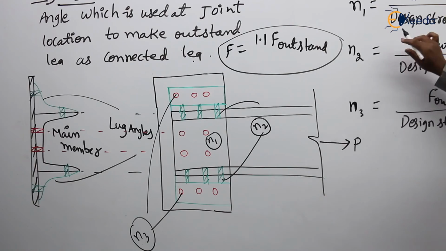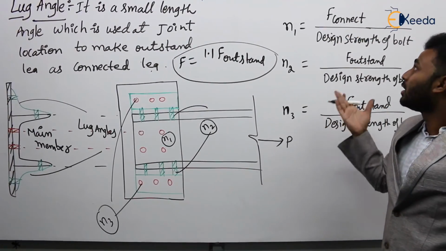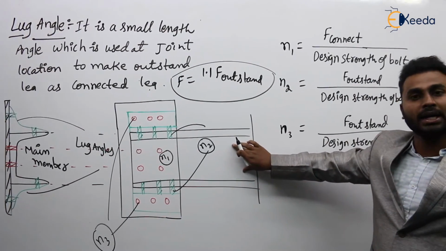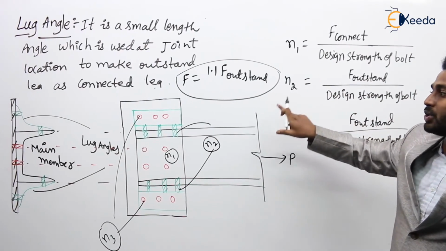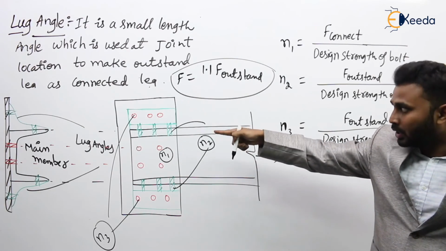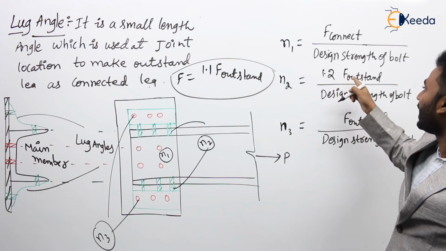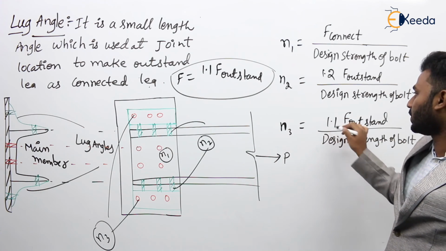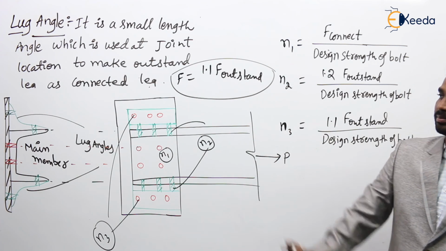Let us see. N1 is nothing but F connected divided by the design strength of the bolt. It means the force in the connected leg, or the connected web, the connected part of the channel, divided by the design strength of the bolt. N2 is the number of bolts required to connect channel to the lug angle, so it is 1.2 times F outstand divided by the design strength of the bolt. Next, N3 is 1.1 times F outstand divided by bolt strength. So if we use channel, these are the provisions. That is the diagram.